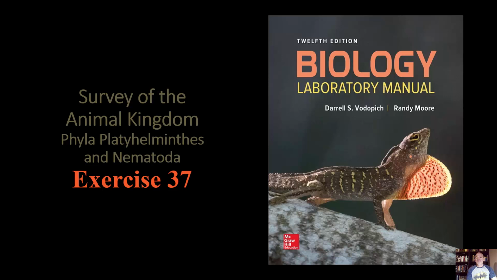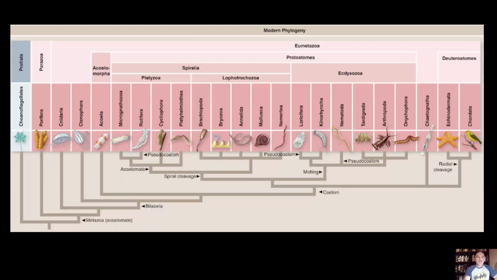So this is lab exercise 37, which covers two phyla in the kingdom Animalia. The phyla include the Platyhelminthes, which are the flatworms, and the Phylum Nematoda, which are commonly called the roundworms.